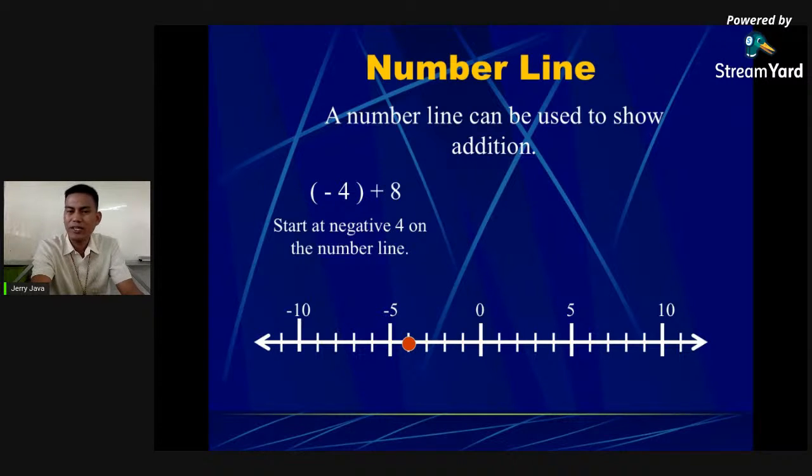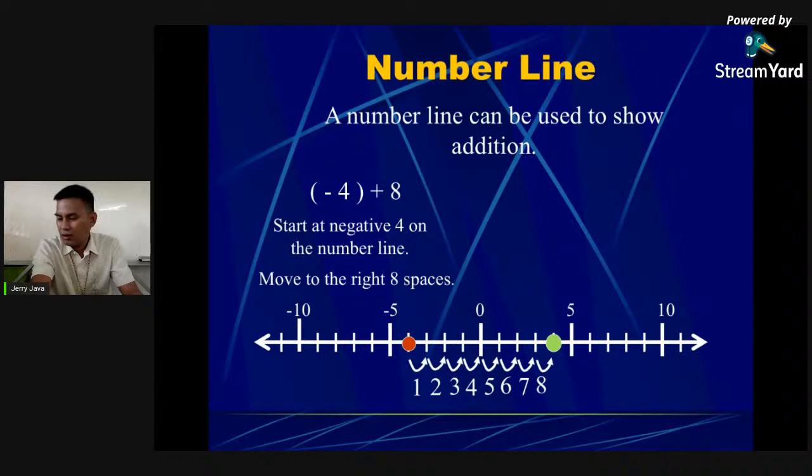How many times do we need to jump? 8 times. Move to the right 8 spaces. Why to the right? Because that is positive. 1, 2, 3, 4. There, the green one. Here is negative 4, we are able to find negative 4. Again, move 8 places to the right. Why 8? Why to the right? Because that's positive 8. So 1, 2, 3, 4, 5, 6, 7, 8.